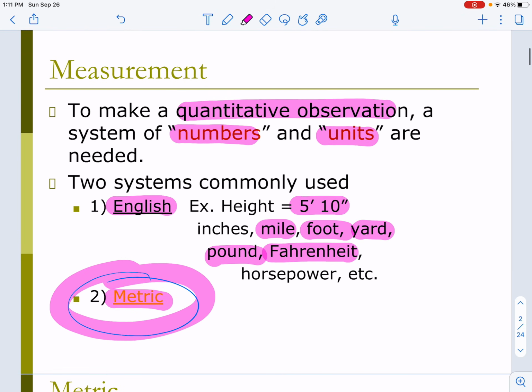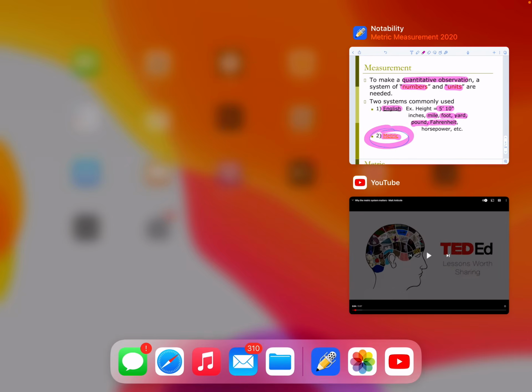And so let's watch a quick little video. After the video, I'm going to teach you some key ways of measuring length, mass, and volume in chemistry. So let's watch this quick video.